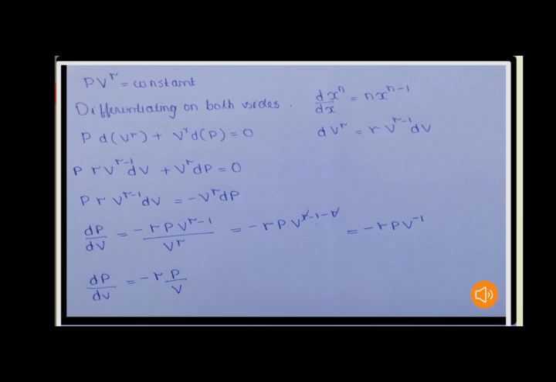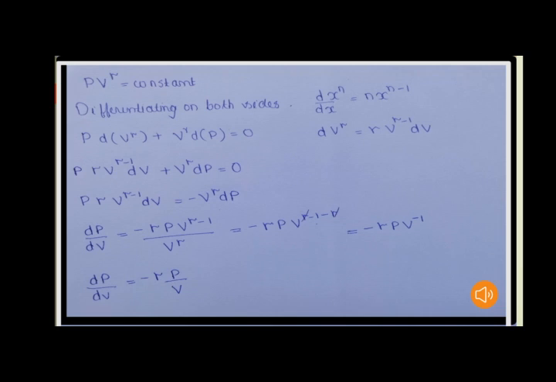Here, p into derivative of v raised to gamma plus v raised to gamma into derivative of p equal to 0. We need to find the derivative of v raised to gamma. We know that d by dx of x raised to n is equal to n into x raised to n minus 1. Similarly, d of v raised to gamma equals gamma into v raised to gamma minus 1 dv. And the equation becomes p into gamma into v raised to gamma minus 1 dv plus v raised to gamma into dp equal to 0.